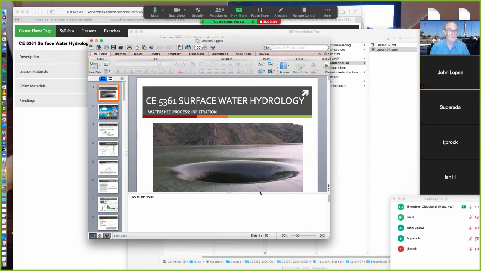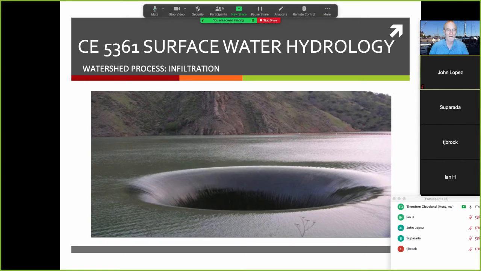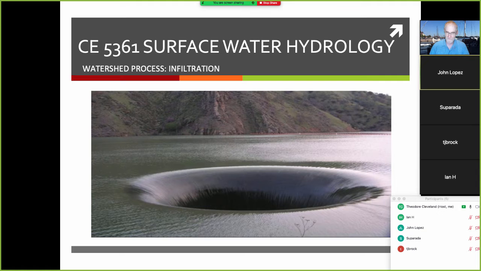Very good. So here's the presentation part. So the topic is infiltration. So this is our other watershed scale loss process. So infiltration refers to the precipitation coming onto the watershed and a fraction of it soaking down into the ground.